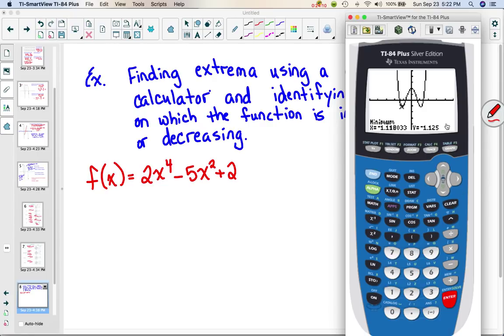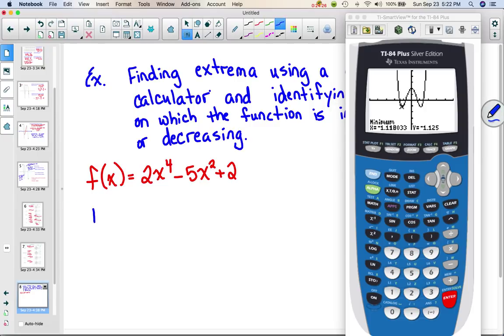And you can see right here, this is where it occurs. Let me make sure this stays up in the front. I could say that I have a local min, or minimum, of -1.125, and it's located at x is approximately negative 1.118. Okay, so here's my minimum value, my local min.